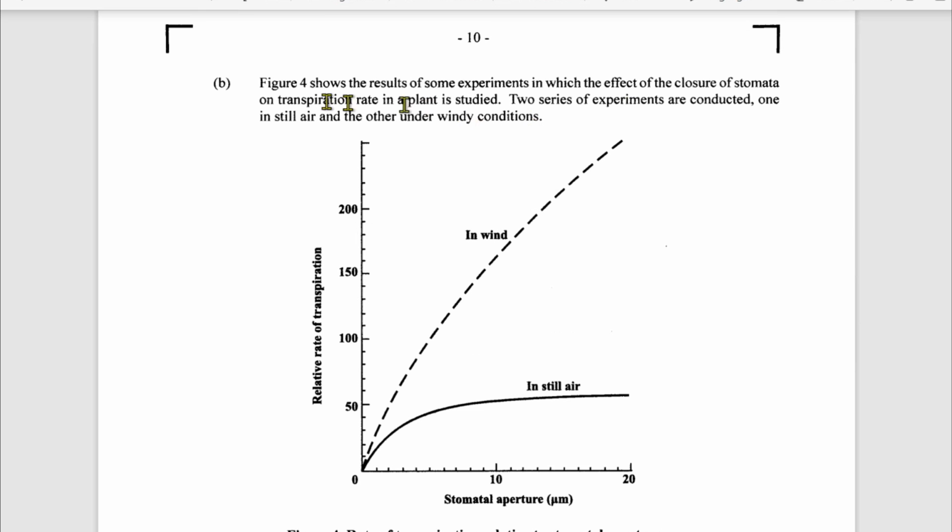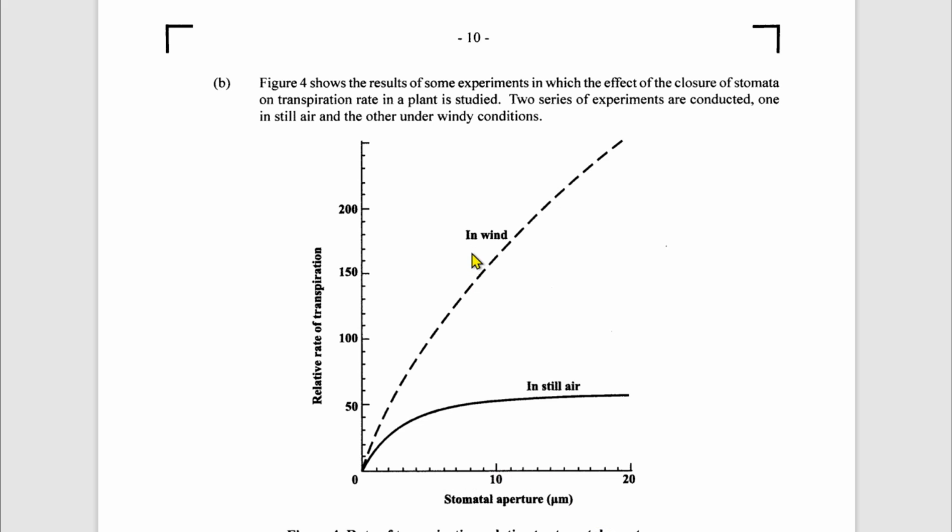Okay, so let's look at B. Figure 4 shows the results of some experiments in which the effect of the closure of stomata on transpiration rate in a plant is studied. 2 series of experiments are conducted. So you have one in still air, as what you're seeing here, and one that's happening under windy conditions. Let me just look at the graph to make sense of it. You will see on the y-axis there's the rate of transpiration, and on the x-axis there's the stomatal aperture, basically how much the stomata are opening, like the diameter of the opening, and that's in micrometers.